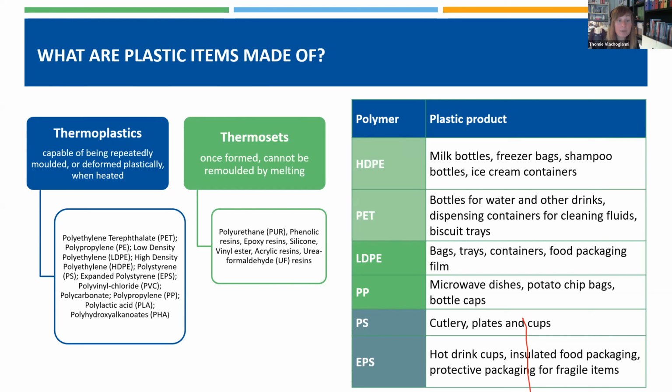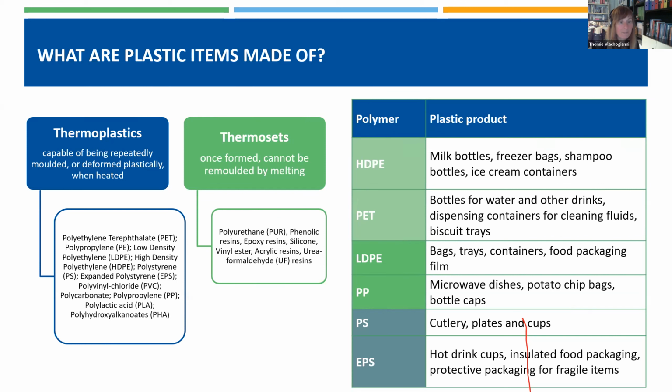From high density polyethylene are milk bottles, freezer bags, shampoo bottles, ice cream containers. From polyethylene terephthalate, the so-called PET, are bottles for water and other drinks, dispensing containers for cleaning fluids and other product trays. And what you can see is that the lighter green marks the types of polymers that can be recycled more easily. The darker green marks those that can be recycled, but it is a little bit more difficult. And then you see polystyrene and expanded polystyrene at the bottom of the list, out of which cutlery, plates, and cups are made, which are much more difficult to recycle.